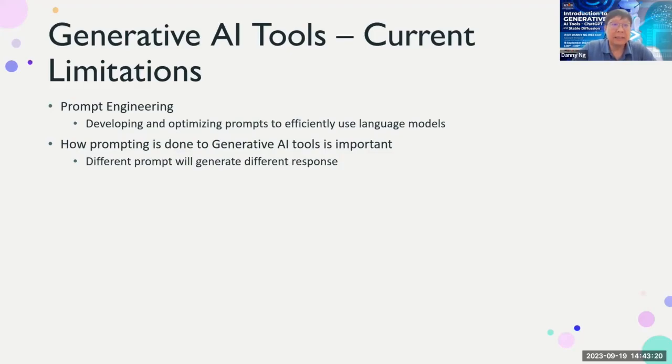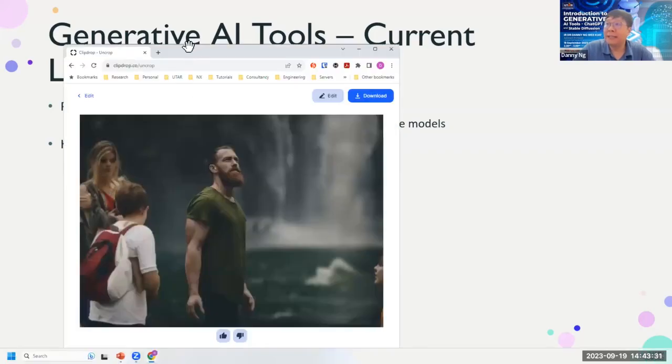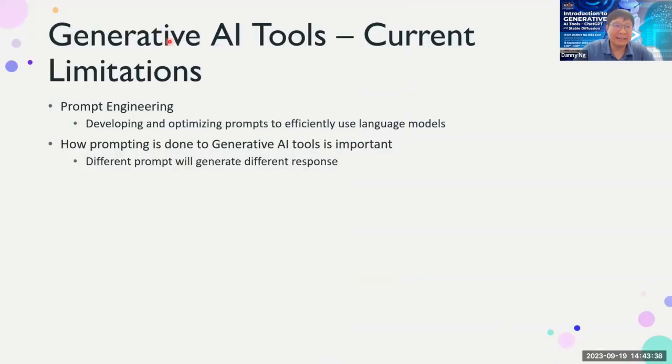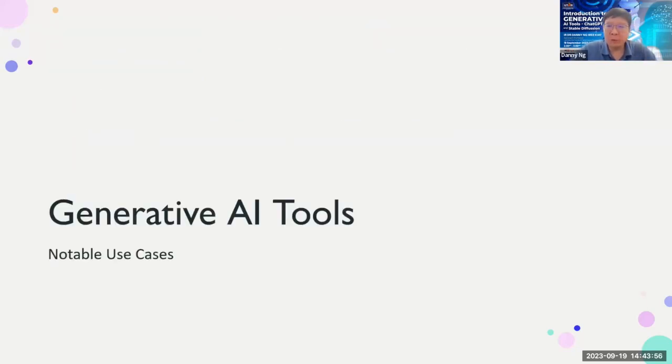If you noticed just now on the images, sometimes the images that are generated are not perfect. For example, you have distorted human figures over here, extra limbs. All these things can be reduced if you prompt it correctly, to stop things like that from happening. So these are the current limitations of the tools that you can see. So let me go through some notable use cases.